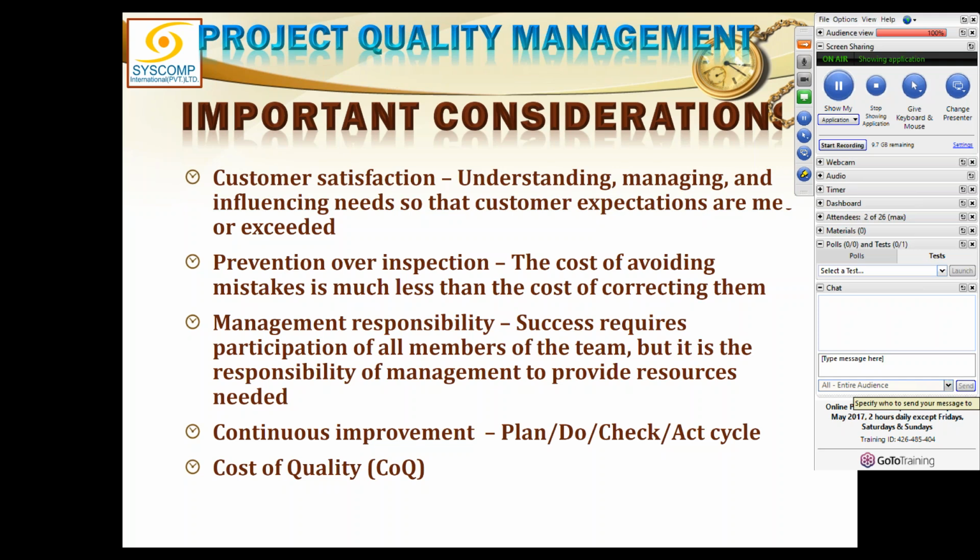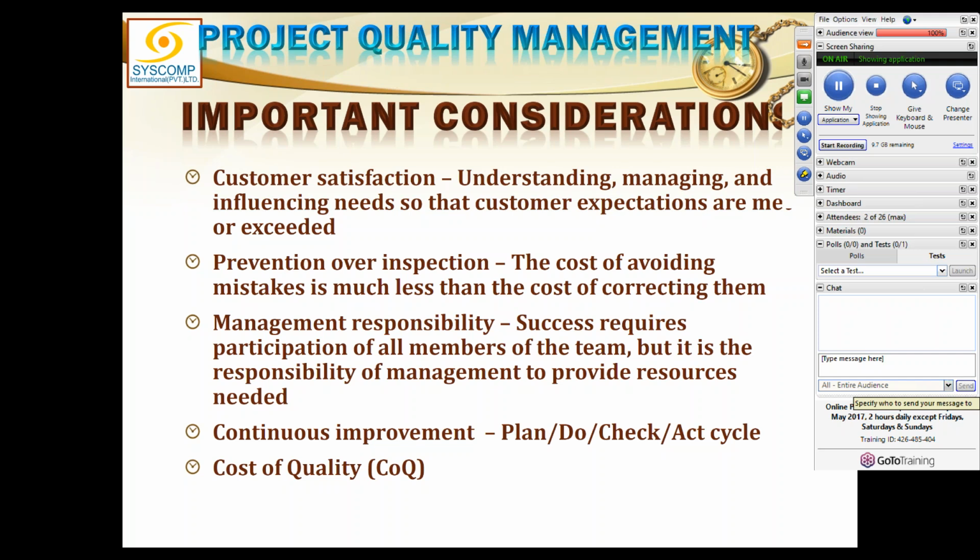Then the concept of prevention over inspection. What does that indicate? It indicates more emphasis on quality assurance than quality control. Prevent the problems from happening rather than rejecting them in inspection all the time.